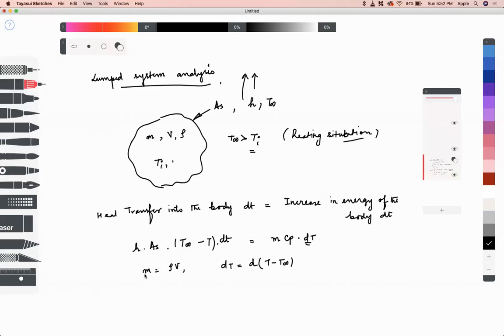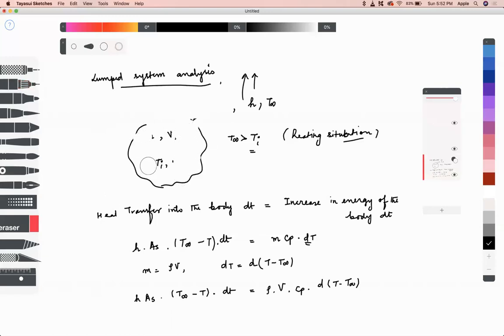Alright, let's just rewrite this equation. So this will be h into As into (T infinity minus T) into dt equals, instead of mass I will write rho into V into Cp into d(T minus T infinity). So instead of going for the next page, I will just erase this part and continue the derivation on the top.